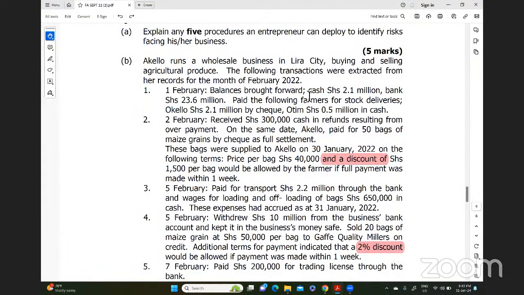They are saying that on the same 1st of Feb, Akelo paid the following farmers for stock deliveries. She paid Okelo 2.1 million by check and paid Otim 0.5 million in cash. Now, the keyword here is paid. Are we together? So if we are paying, there is no way it can appear on the left-hand side. We shall put it on the right-hand side. That's where payments are.